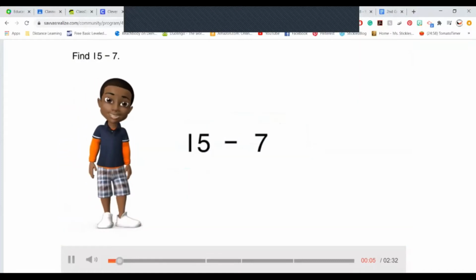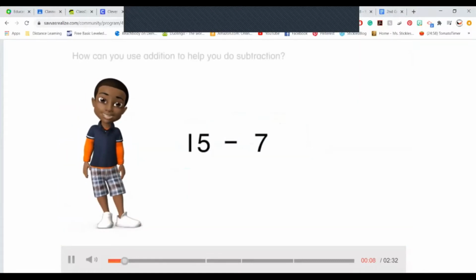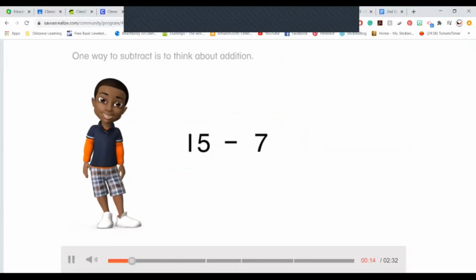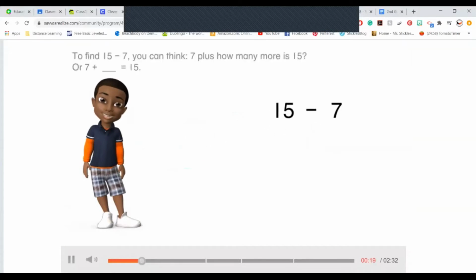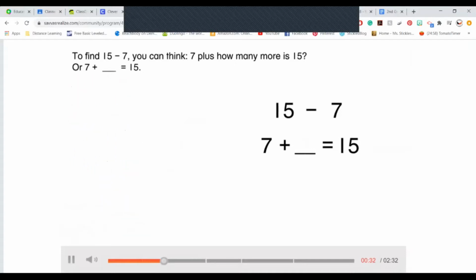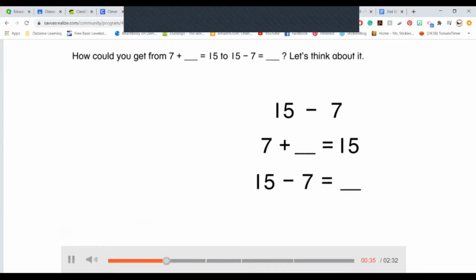Find 15 minus 7. How can you use addition to help you do subtraction? One way to subtract is to think about addition. To find 15 minus 7, you can think 7 plus how many more is 15, or 7 plus blank equals 15. How could you get from 7 plus blank equals 15 to 15 minus 7 equals blank? Let's think about it.